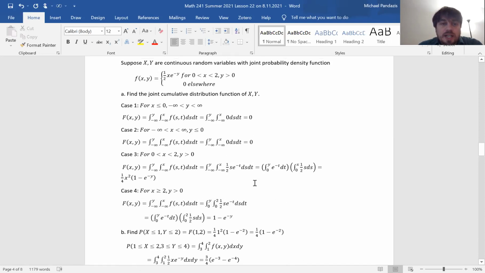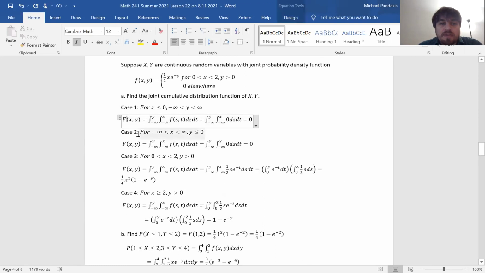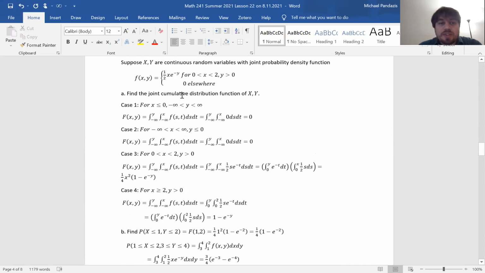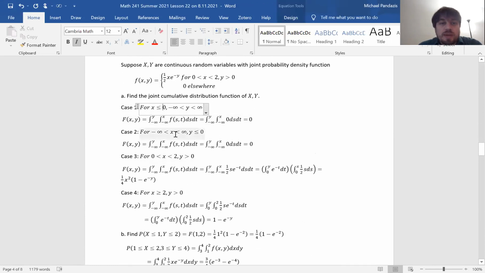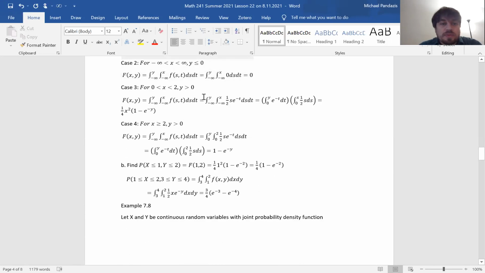Okay. And so what we did was we found capital F over all possible values x and y, because these 4 cases exhaust all possible choices of x and y in R2. Okay. And they're separate. There's non-overlap between these 4 regions, but they all exhaust all possible choices.